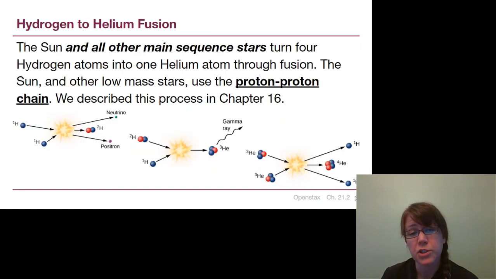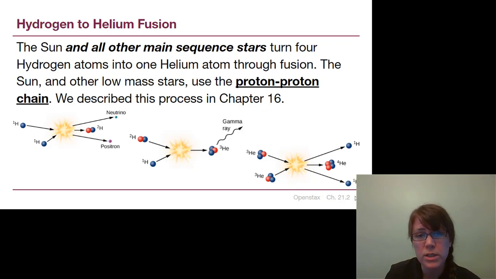Now, back in chapter 16, we learned about the proton-proton chain. That was really important for us to recognize the name of it and connect that with the sun. But all main sequence stars are turning 4 hydrogen atoms into 1 helium atom through fusion. Now, low mass stars, like the sun, use the proton-proton chain.